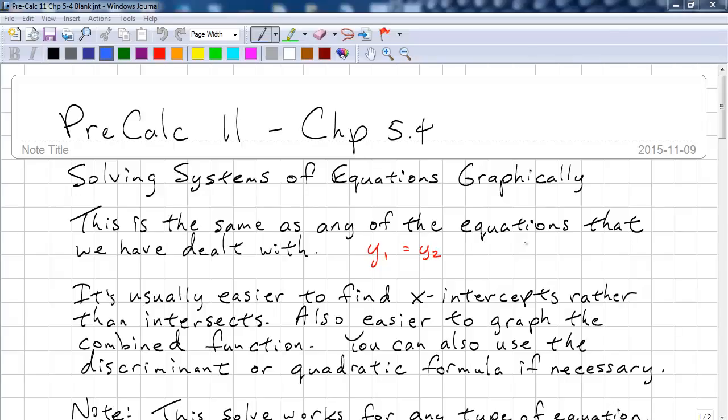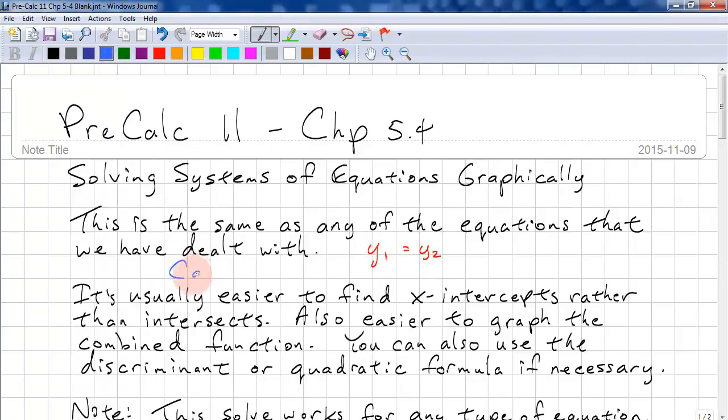This is PreCalc 11, Chapter 5.4. We're going to look at solving systems of equations graphically. And this is the same as any of the equations that we've dealt with. We just set y1 equal to y2 and we look for the intersection.